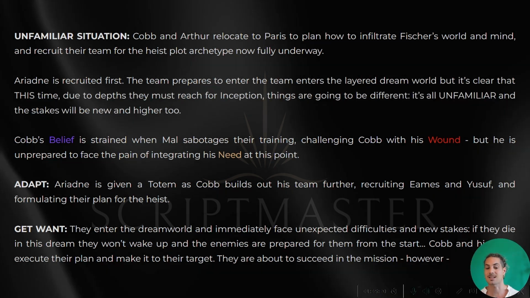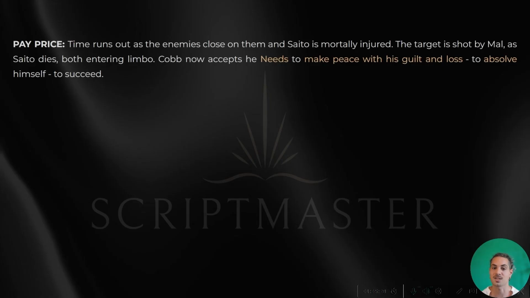Cobb and his team execute their plan and do make it to the target, and they're about to succeed in their mission, but they have to pay that price. Time runs out as the enemies close in on them, and Sato is mortally injured. The target is then shot by Mal as Sato dies, and both enter limbo.